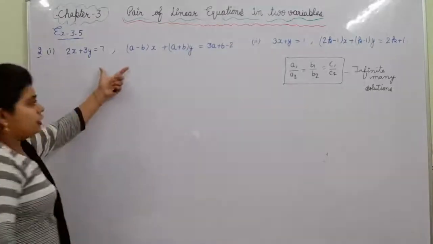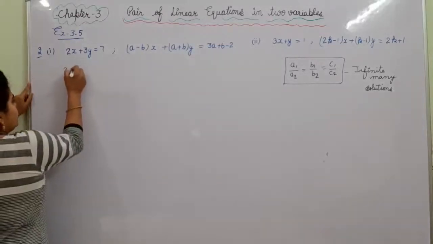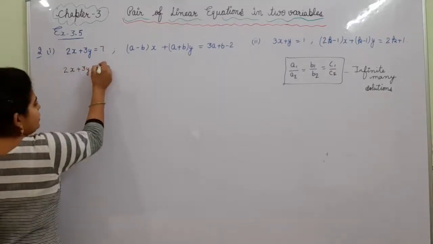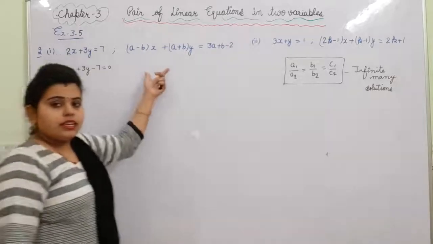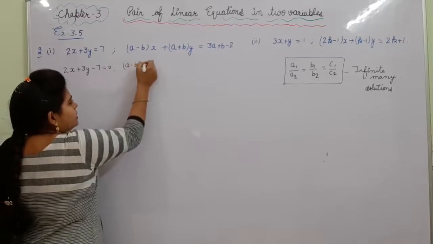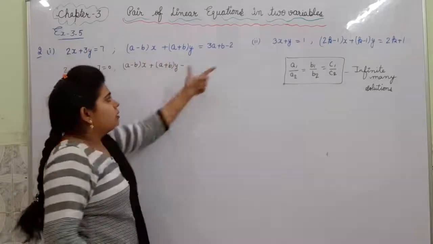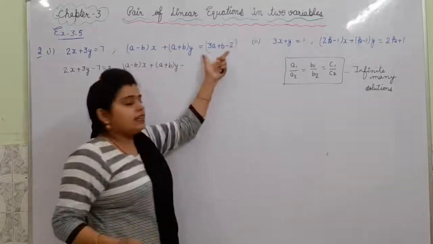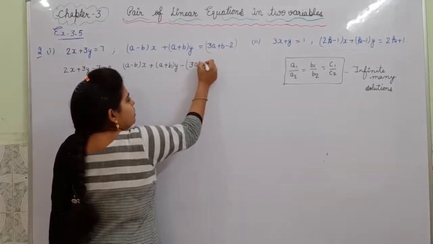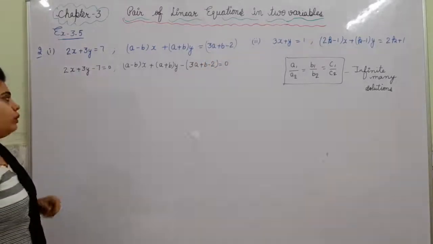First of all, we will reduce this pair of linear equations to standard form. Half: 2x plus 3y, this plus 7 will become minus 7 on this side. This is our second equation, and in this what will we get? (a minus b) into x plus (a plus b) into y minus. We will take it as a single term and bring it here: 3a plus b minus 2 equal to 0. Now what will we do?